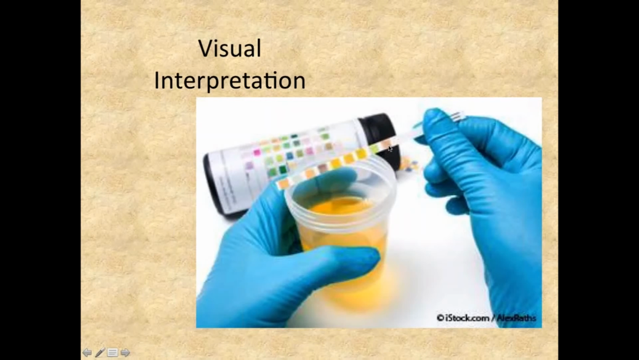And depending on what color each pad turns, we have a chart here on the bottle of these sticks, and we can compare and determine, is there blood in the urine, is there protein in the urine, what is the acidity level of the urine, the pH, other substances, bile in the urine, and other things we can test for. Some of you may be doing this at home. This is a very simple test. You can buy the dipsticks at the pharmacy. If they don't have them in stock, they'll order them for you.